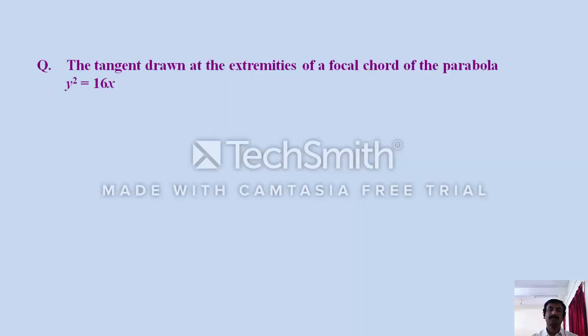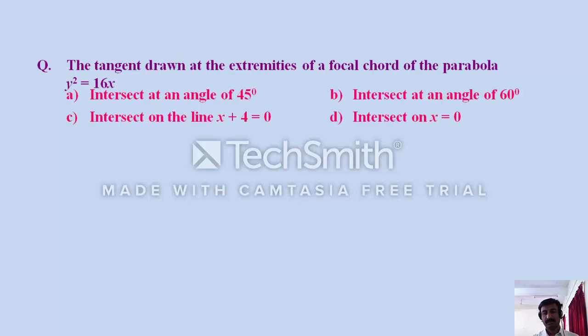Now let us take the second problem. In the second problem, it is given like this: the tangent drawn at the extremities of a focal chord of the parabola y square equal to 16x, and there are 4 options given here. The tangent drawn at the extremities of a focal chord means they are drawing the tangents through the ends of LR, and they meet at a point, and that point intersects at an angle 45 degree or 60 degree, or they intersect on the line x plus 4 equal to 0, or intersect on x equal to 0, means on the y axis, they are asking here.